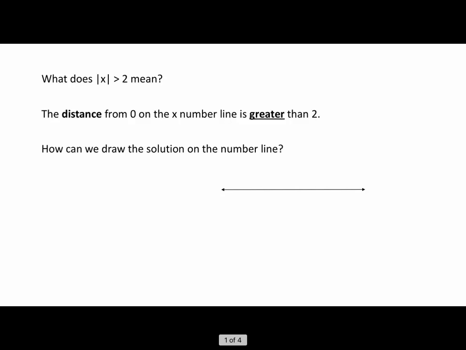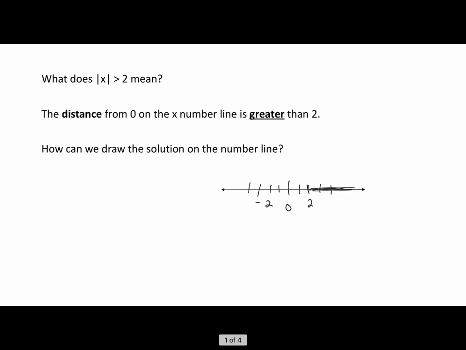What does the absolute value of x greater than 2 mean? The distance from 0 to some number that x represents is greater than 2 units. So let's look at that. 2 units to the right, 2 units to the left. And I want all numbers that have a greater distance, like 3, 4.